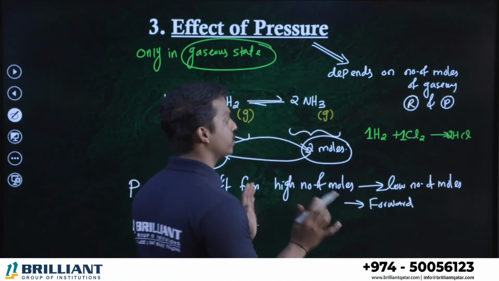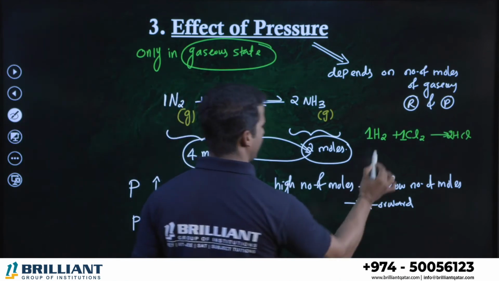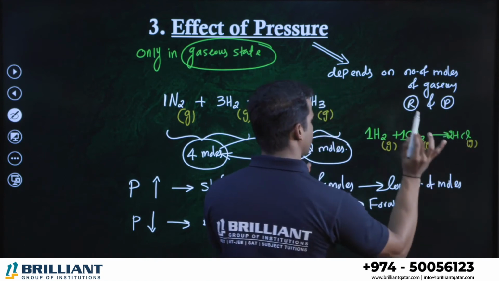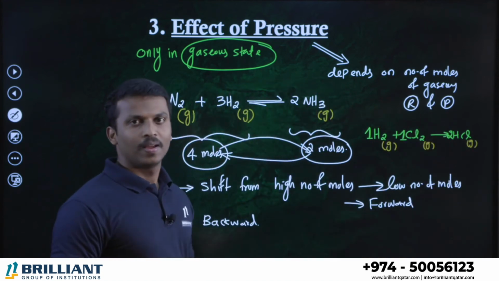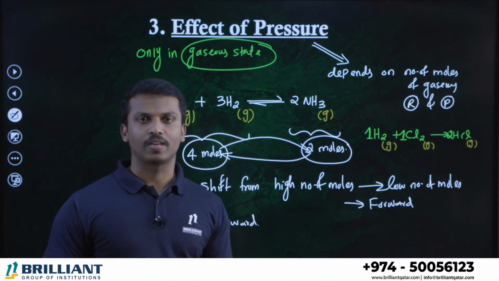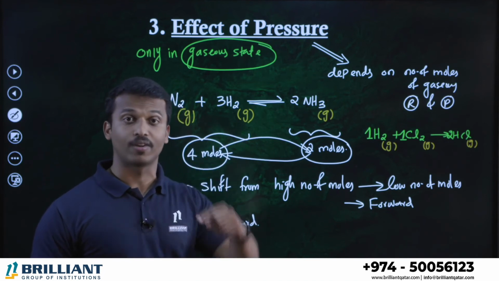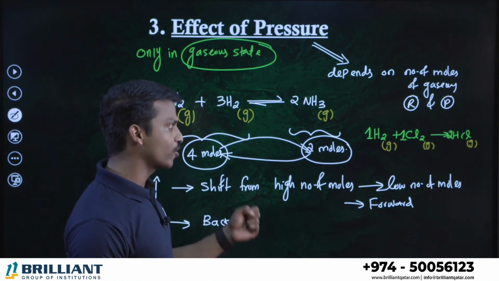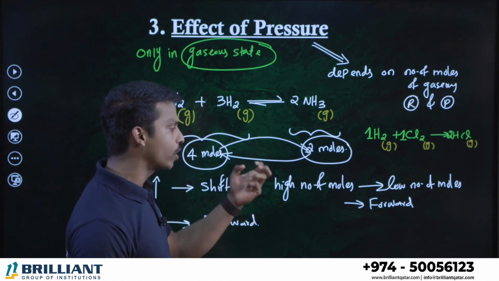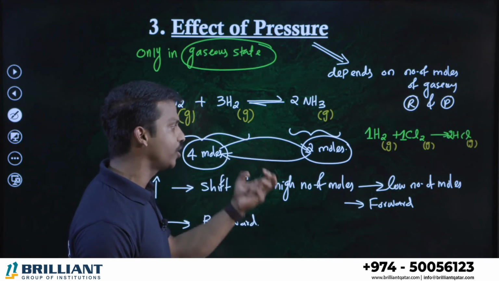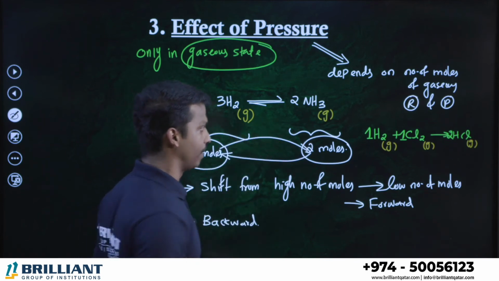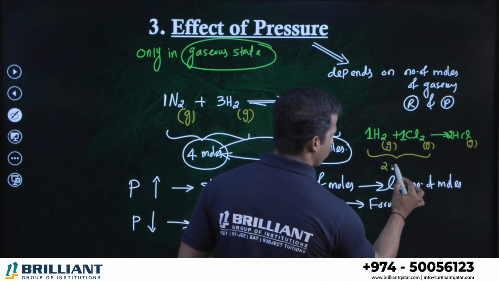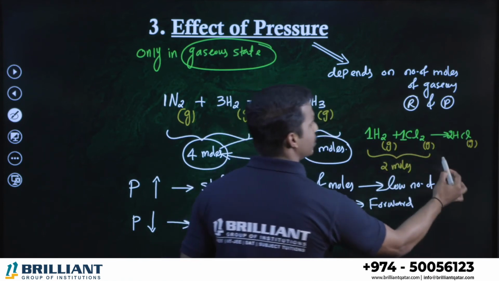Suppose you consider all of them to be in the gaseous state: hydrogen gas, chlorine gas, and the formed HCl also a gas. Suppose I am going to increase the pressure. Can you tell me which reaction will happen, forward or backward? To know the effect of pressure, first we should know the number of moles of gaseous reactants and products on both sides. How many gaseous reactants are there? 1 plus 1, total 2 moles. How many gaseous products are there?